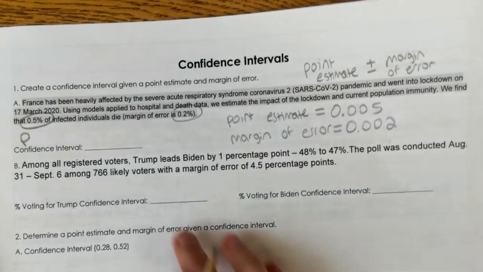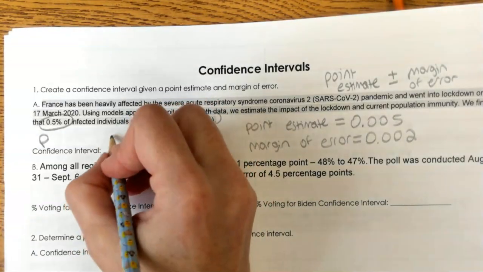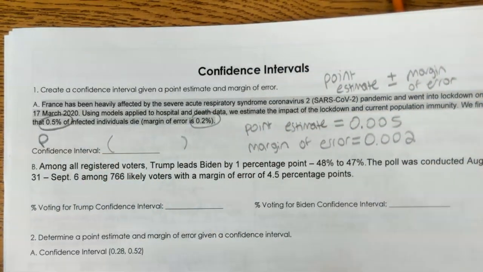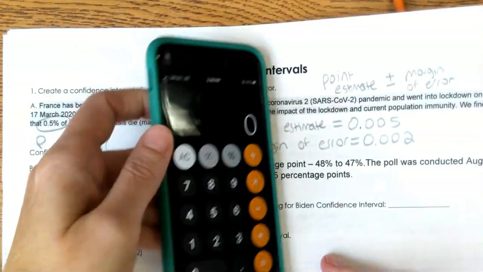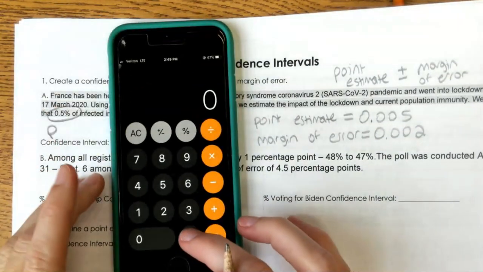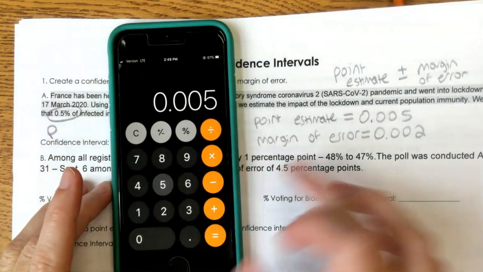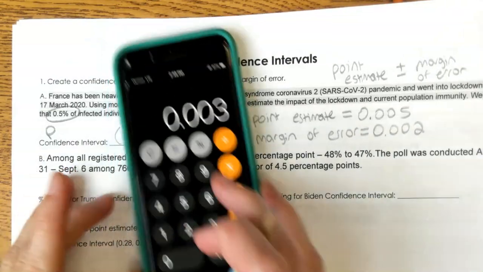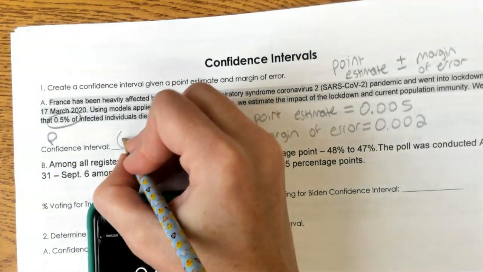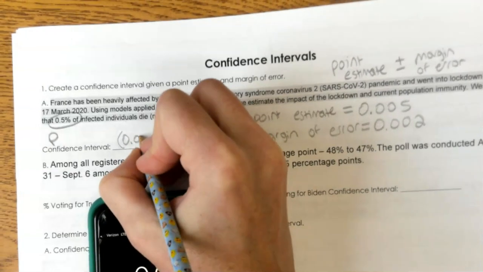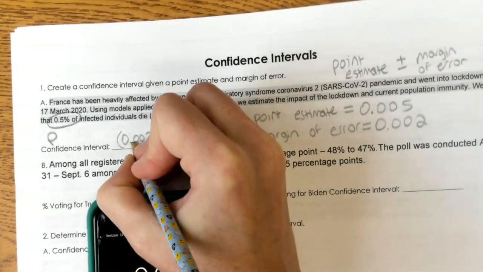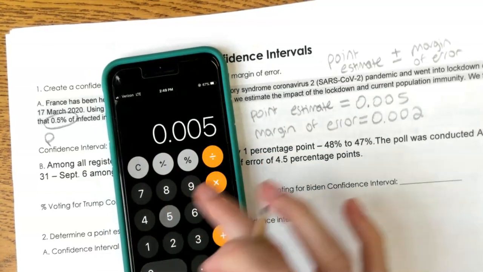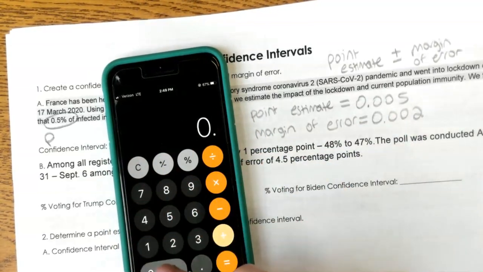All right, so we're ready to create the confidence interval with my lower bound and my upper bound. Remember to always put the lower bound number first, so I'm going to subtract first. I'm going to do 0.005 minus 0.002. All right, so it looks like my lower bound number is 0.003. To get my upper bound number, I'm going to add plus the margin of error.